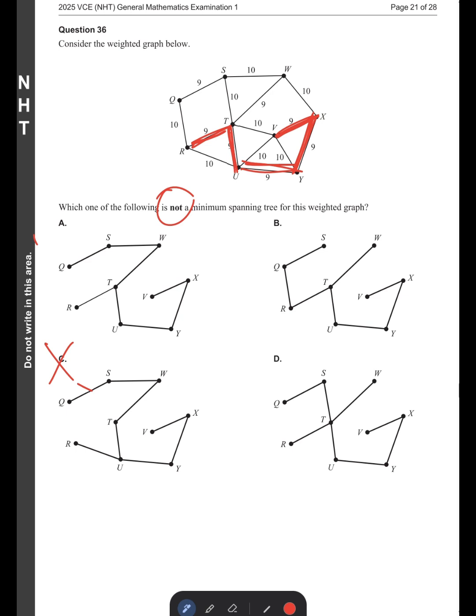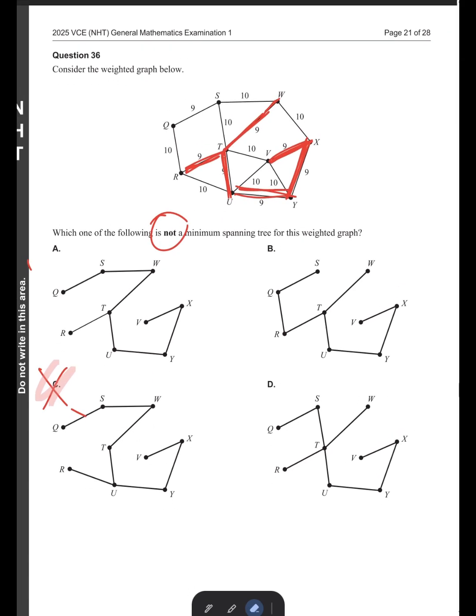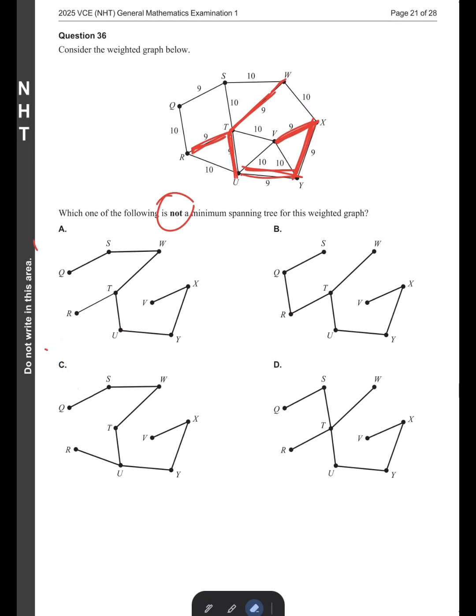All right, then I can actually go up here as well. But again, that doesn't help me. That's also a 9. So then all I have to do is connect to S and T. Oh, which is not a minimum spanning tree? Oh, it's just going to be C. Okay, not a minimum spanning tree. C.